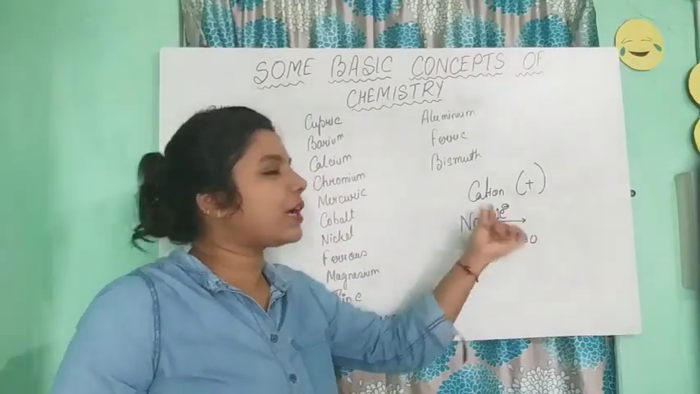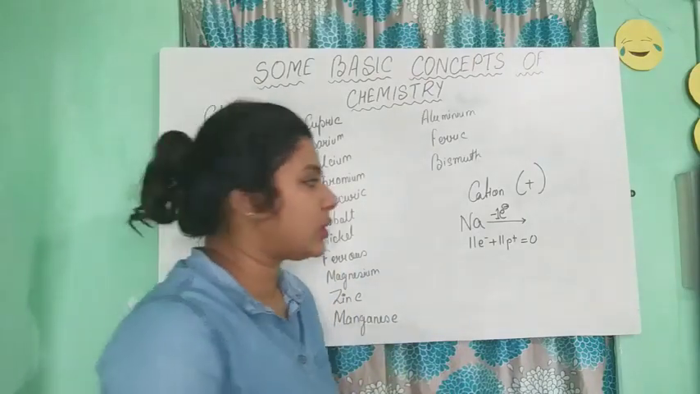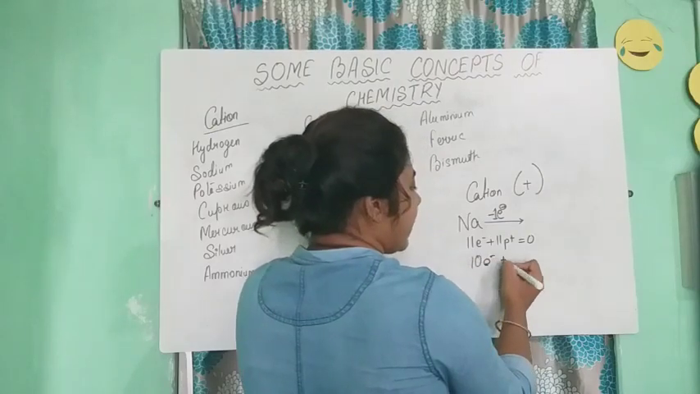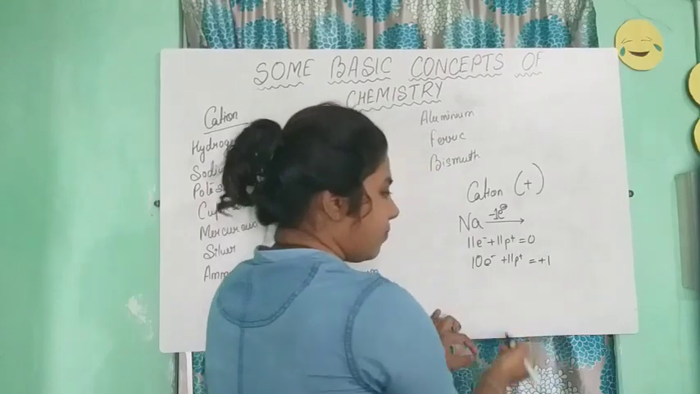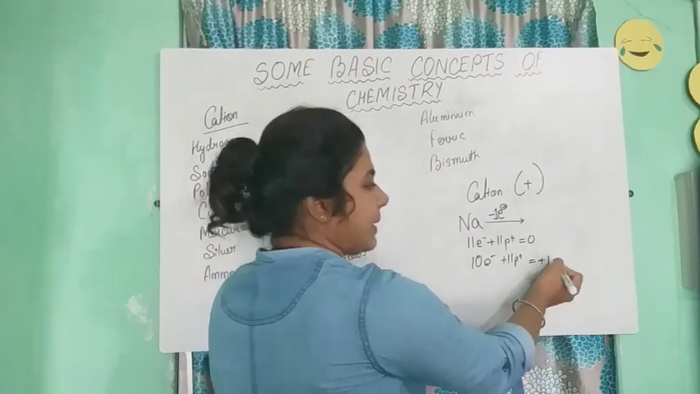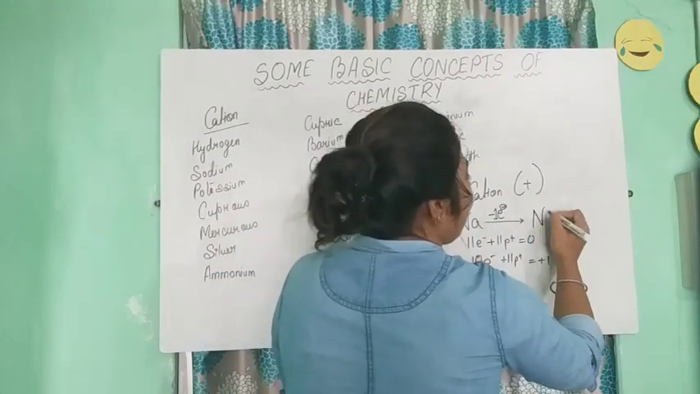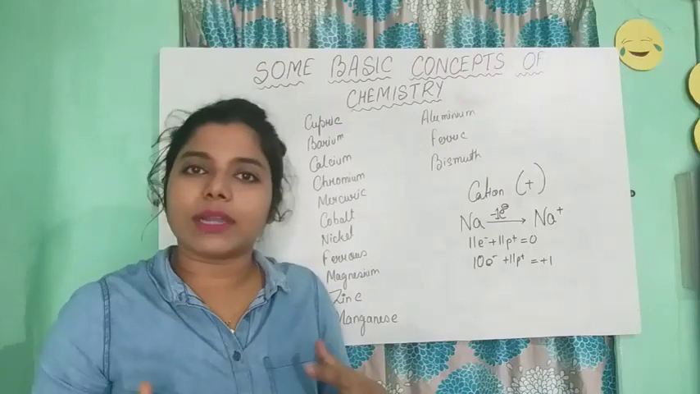So we are taking out one electron from sodium. Now the moment you take out an electron from sodium, what will the configuration be? There will be 10 electrons and 11 protons, right? So overall it will be plus 1. 10 minus plus 11 P plus, so overall it becomes plus 1. That means the sodium will become what? Na plus, right? Did you understand what I meant to say?